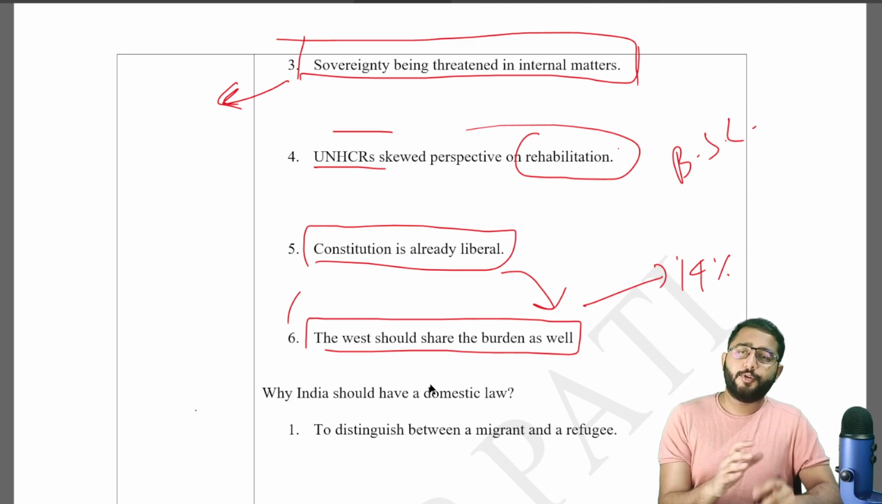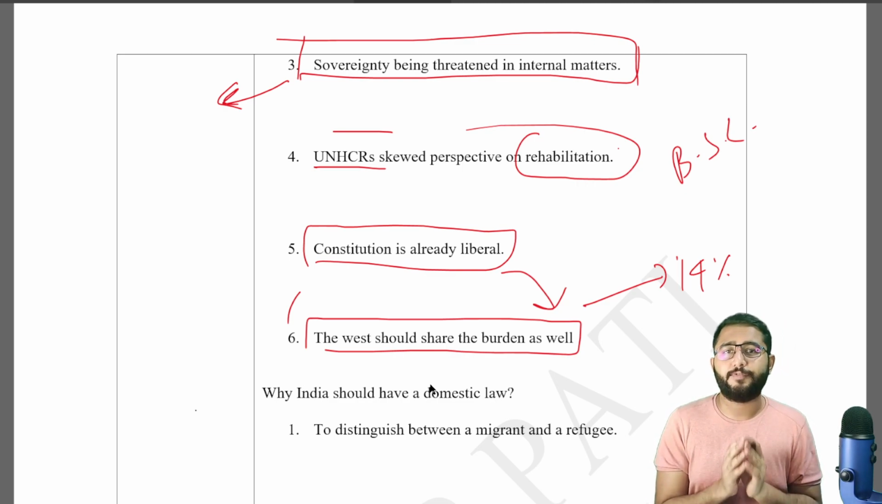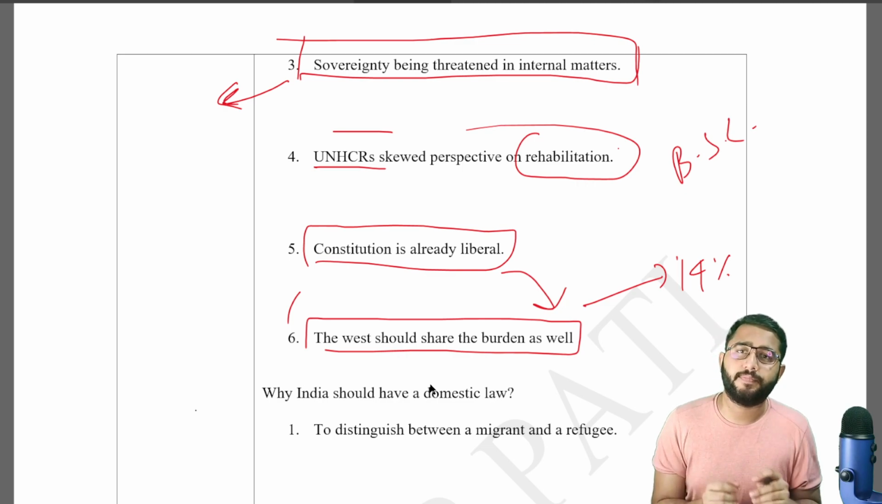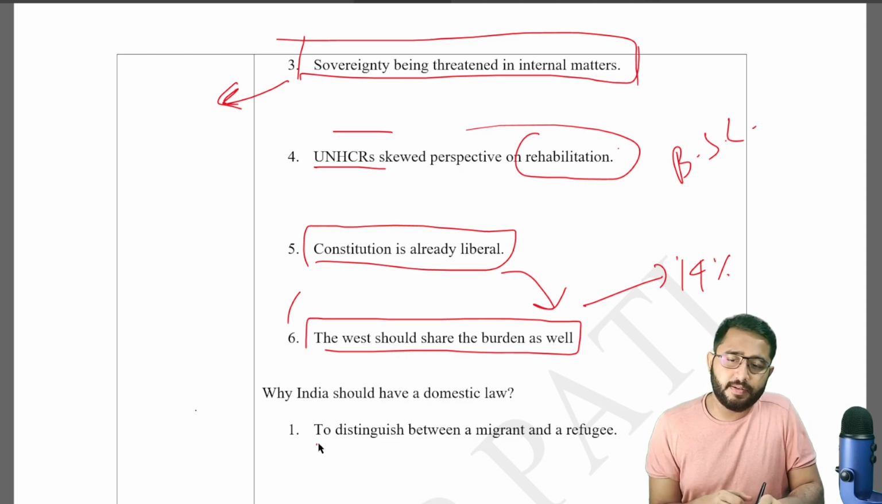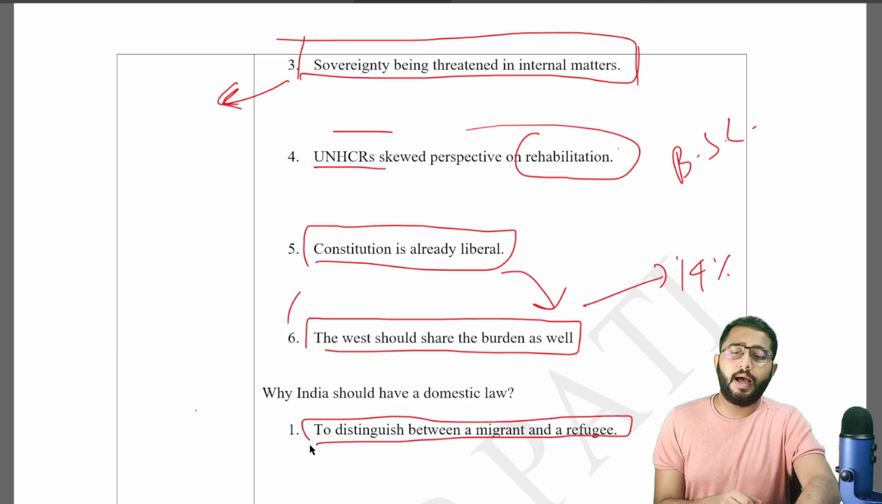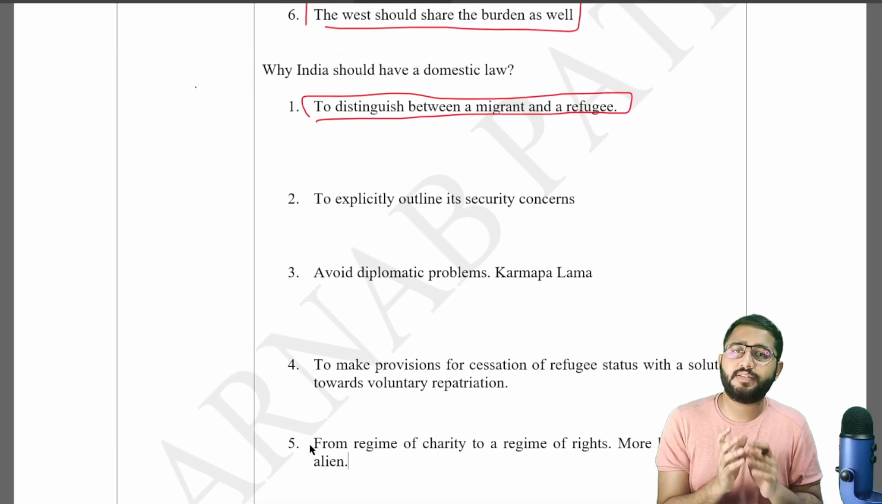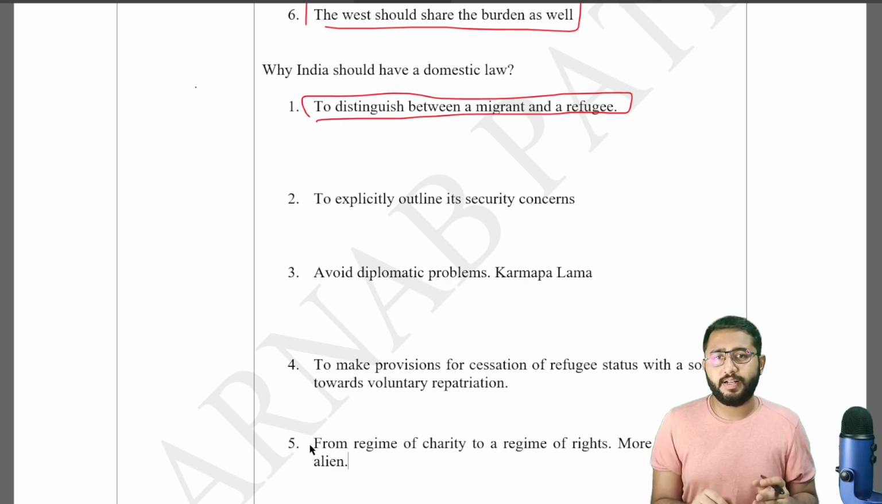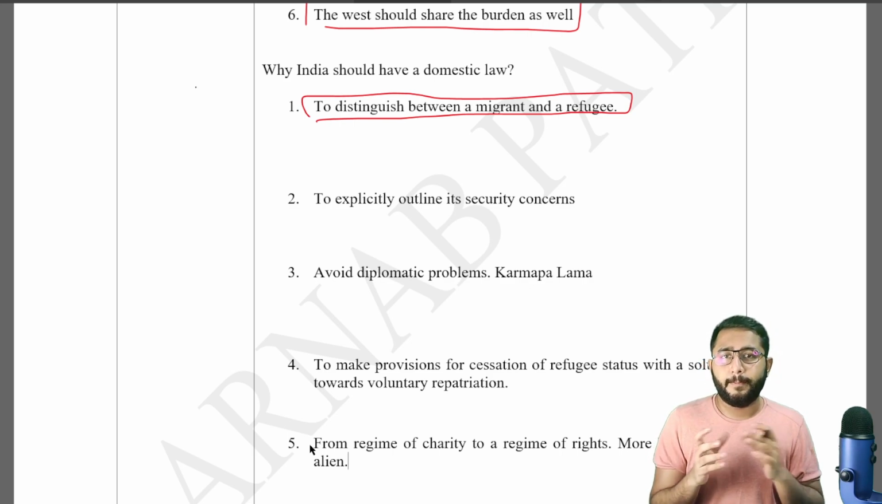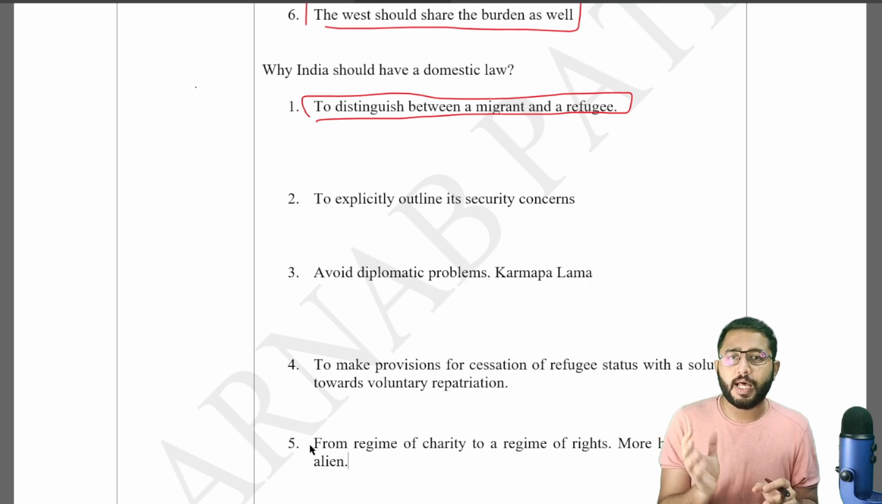Now, finally, to conclude our class on refugee rights, let's talk about why India should have a domestic law. India में एक refugee law की ज़रूरत अगर है तो क्यों है? Now, the first reason would be that it will give a good distinction. India will have a proper distinction between a migrant and a refugee. Now, what does that mean? What it does is that there would be a lot of migrants in the garb of refugees and a lot of refugees in the garb of migrants.